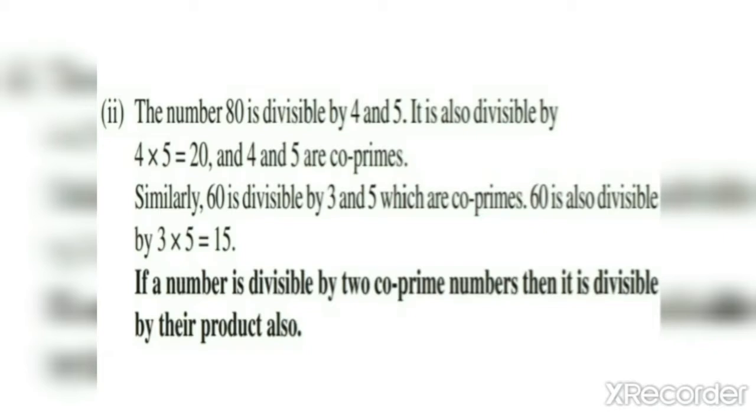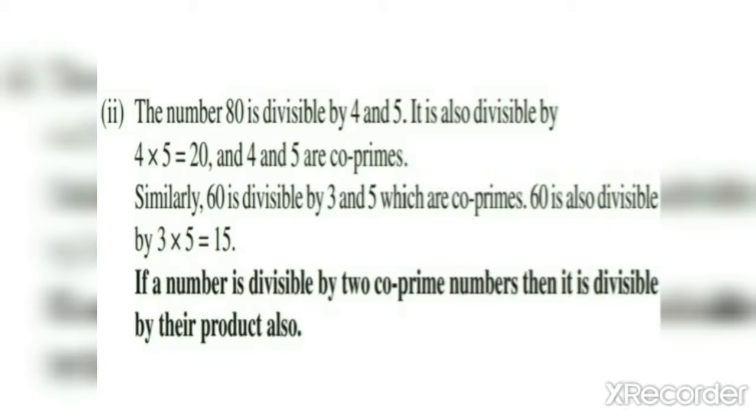Second rule is, if a number is divisible by two co-prime numbers, then it is divisible by their product also. The number 80 is divisible by 4 and 5. 4 and 5 are co-prime numbers. It is also divisible by the product of 4 and 5. 4 into 5 is 20. So, the number will be also divisible by 20.